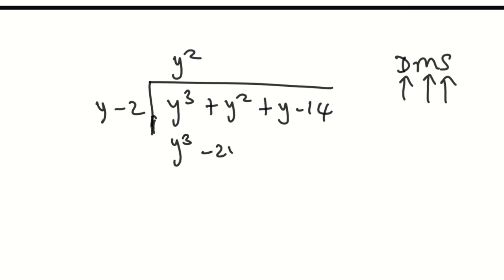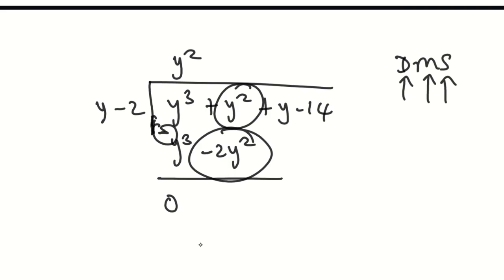That's what? Minus 2y squared. So the next thing is to what? Subtract. So let's subtract. y cubed minus y cubed is what? 0. So there's 0 here. Then y squared minus 2y squared.